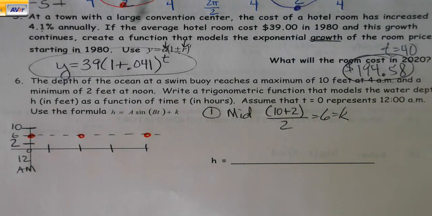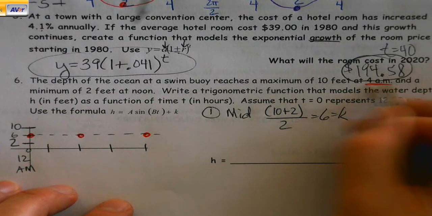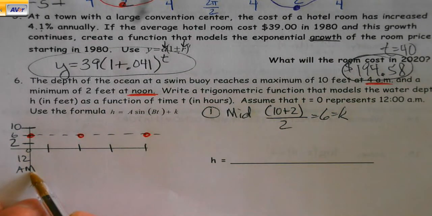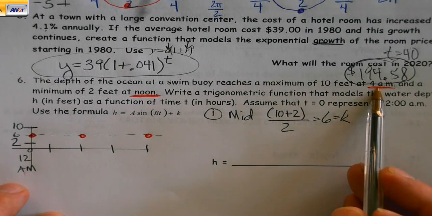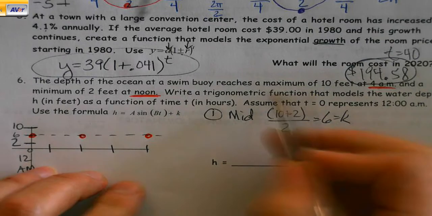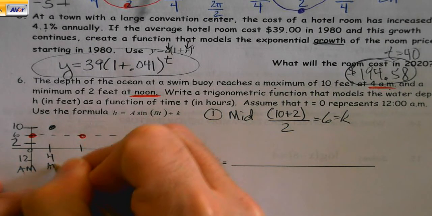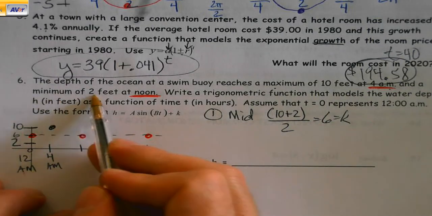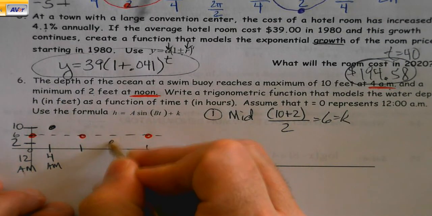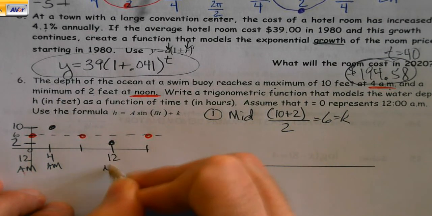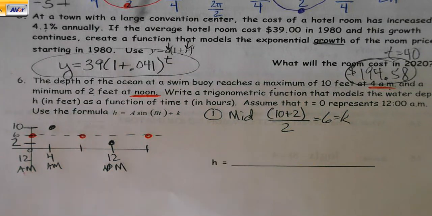Once I have that, my only job left now is to figure out, okay, these other two are going to be my max and my min. So I go look, 4 a.m. and noon. Whichever time is closer to 12 a.m., 4 a.m., that's where my next one is going to be. So it says max is at 4 a.m. Max at 4 a.m., which means my minimum of 2, which goes here, is at noon, or 12 p.m.